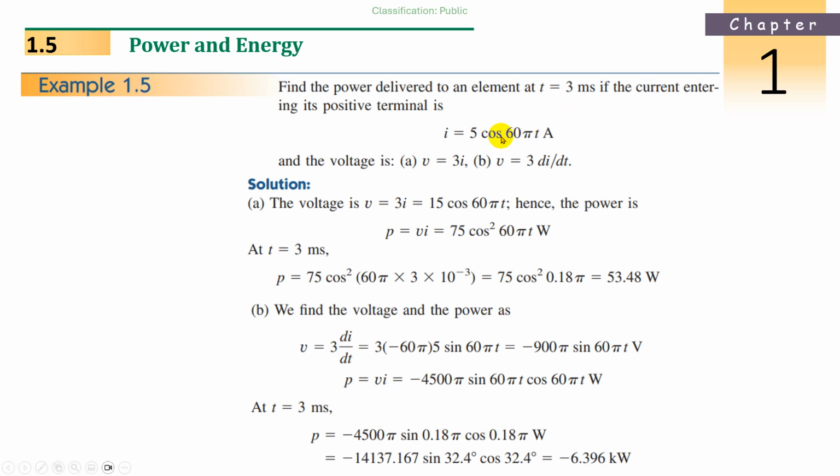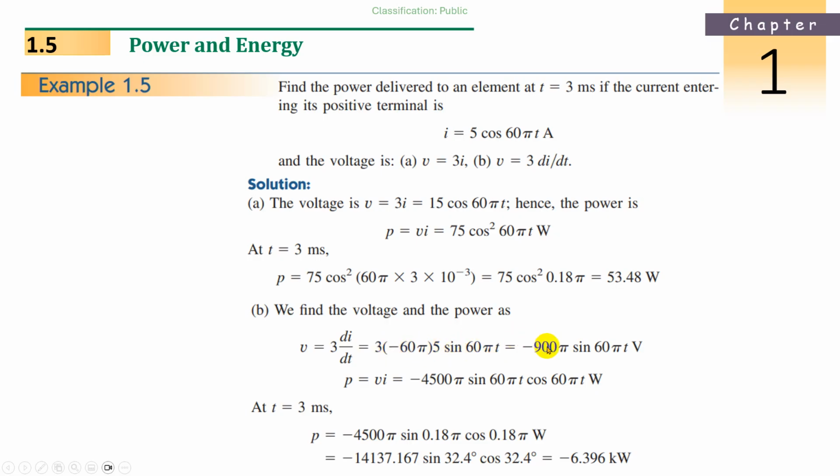What do we have before t? 60 pi is the constant. So this constant will come out. See here, this constant has come out. But cos differentiation is minus sin. Sin theta differentiation is plus cos theta, but cos theta differentiation is minus sin theta. So that's why the 60 pi comes out from the cos, and that is minus 60 pi, and 5 sin 60 pi t as it is.